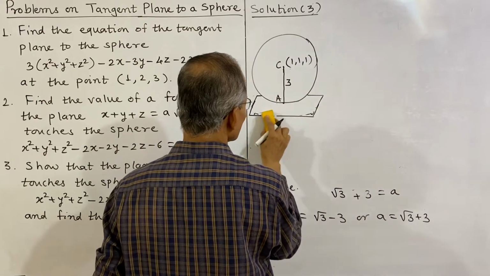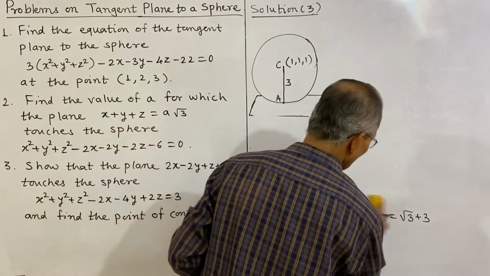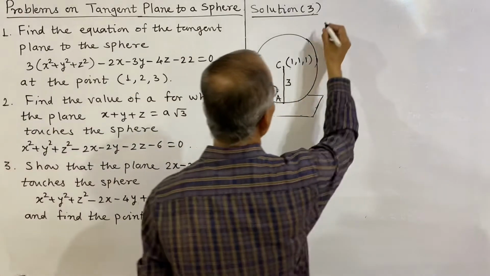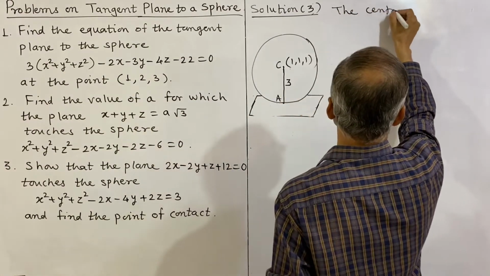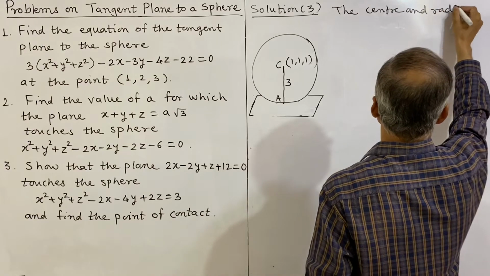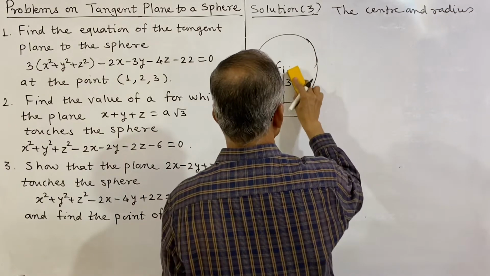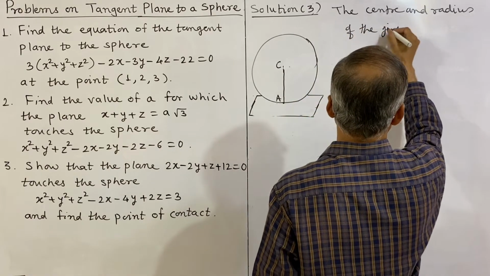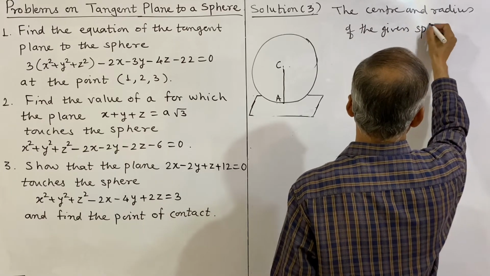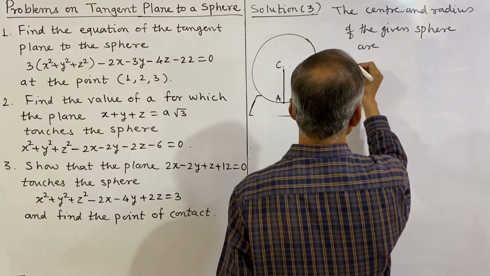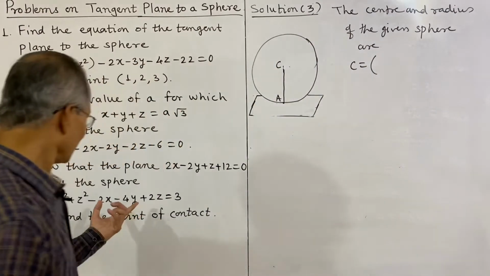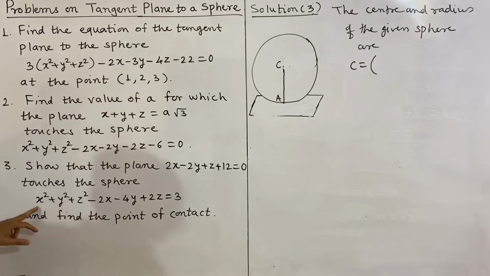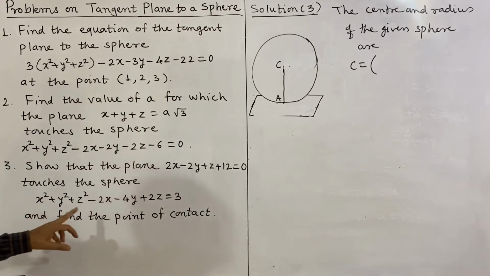And see, we shall write again the center and radius of the sphere. The center and radius of the given sphere are, the center we will denote by C, and directly we will write the center's coordinates, dividing the coefficients of x, y, z by minus 2, if the coefficient of the square terms is equal to 1, and that is 1.